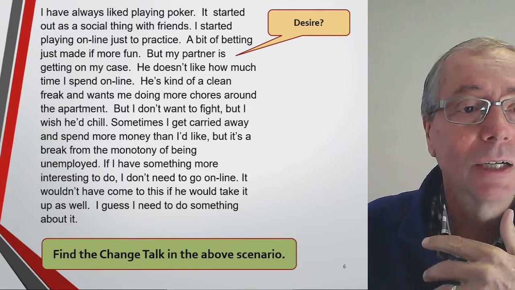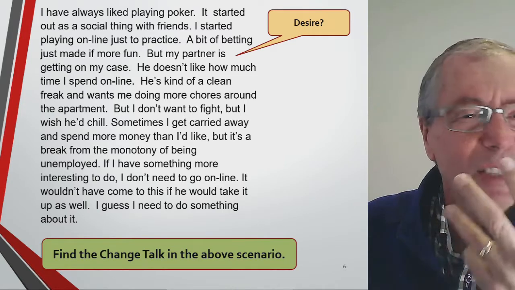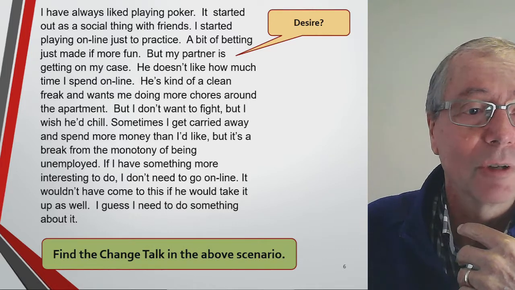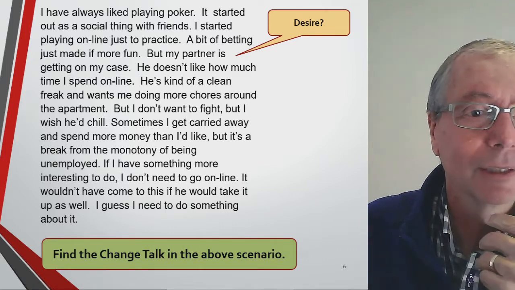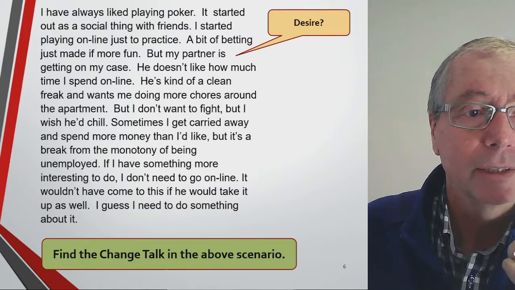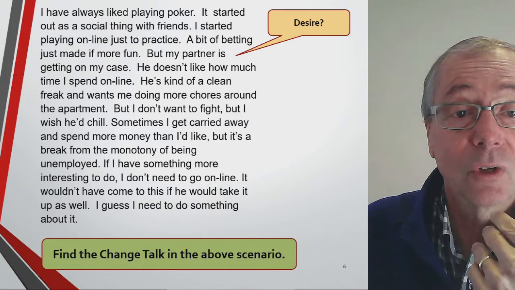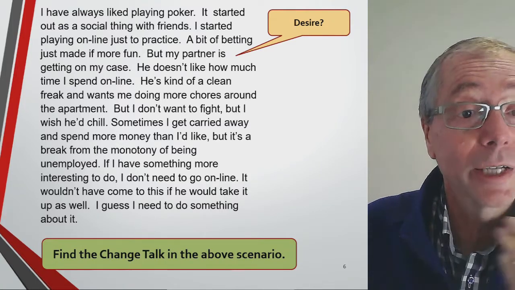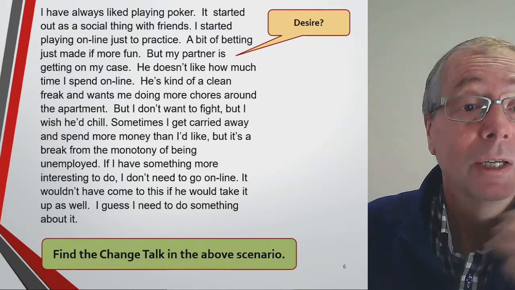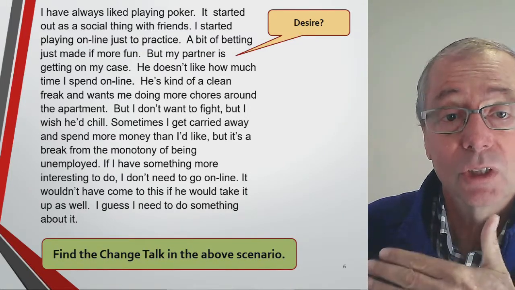He doesn't like how much time I spend online. Again, same kind of thing. He's kind of a clean freak and wants me to do more chores around the apartment. He's kind of blaming the partner here. But I don't want to fight, but I wish he'd chill. So we've got a double statement. Clients do this all the time. They'll say both sides of their ambivalence. I don't want to fight, but I wish he was different. If he would just change.